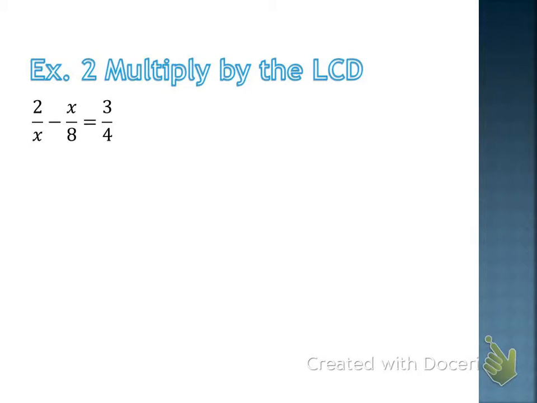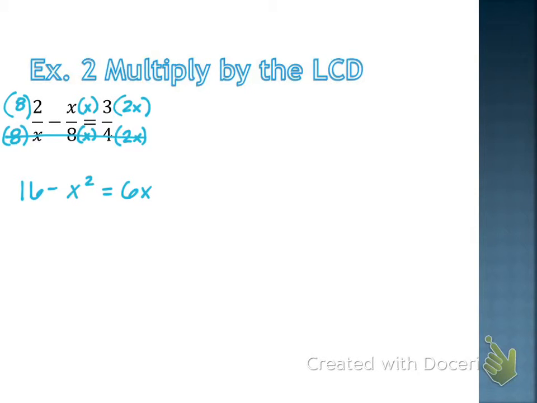So I say 8x. So what do I need to multiply by the first fraction? 8. What do I need to multiply by the second fraction? And the third? 2x. Very good, because we've actually got to make the 4 and 8, so we have to multiply by 2, plus give it an x, so we do 2x. What can I do to my denominators now? Cross them out. And what is going to be my equation now? Equals 6x. So we've got 16 minus x squared equals 6x.